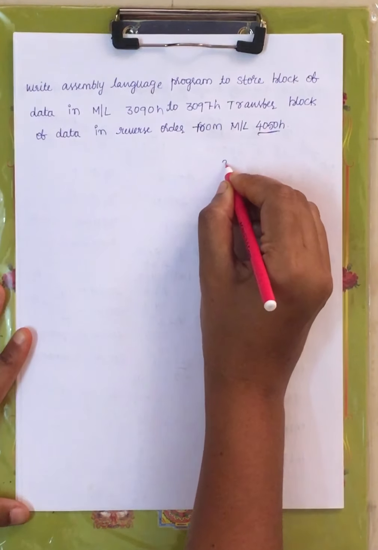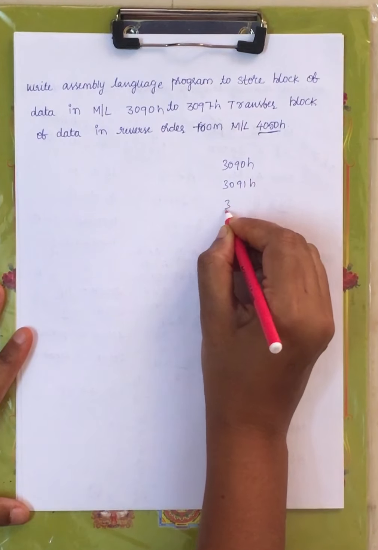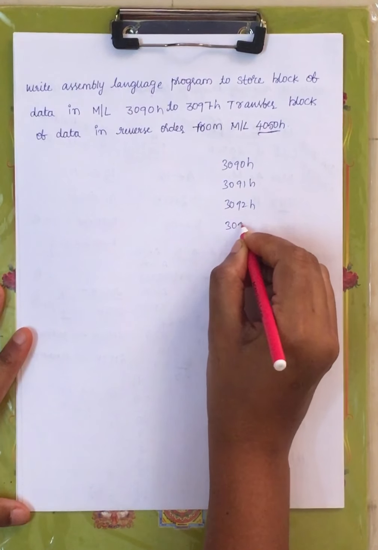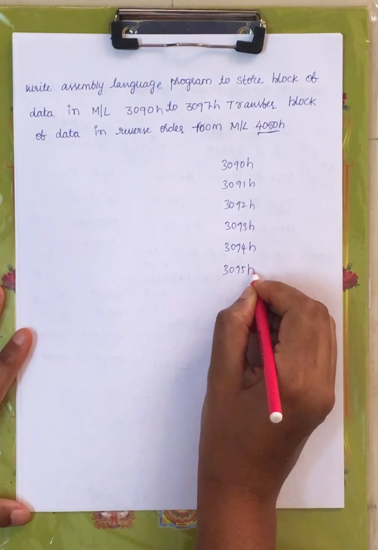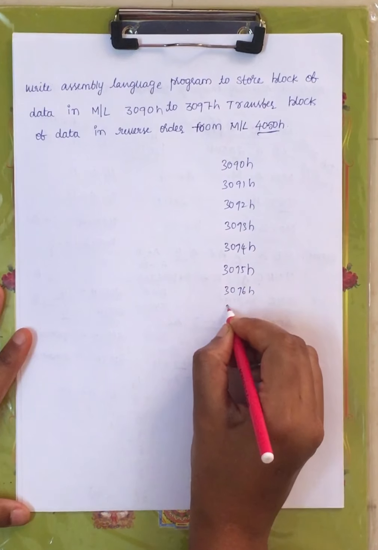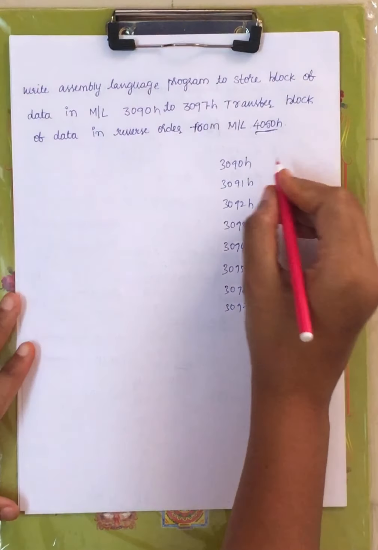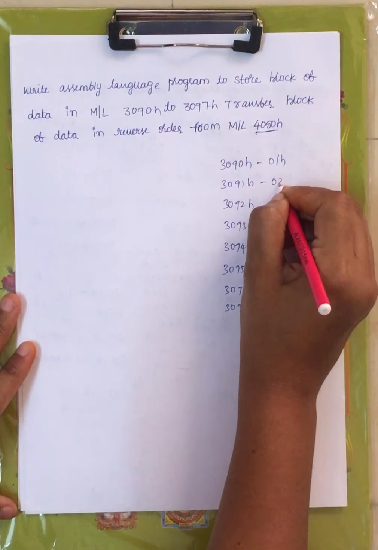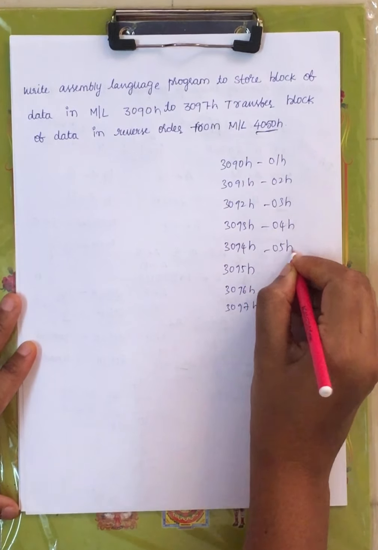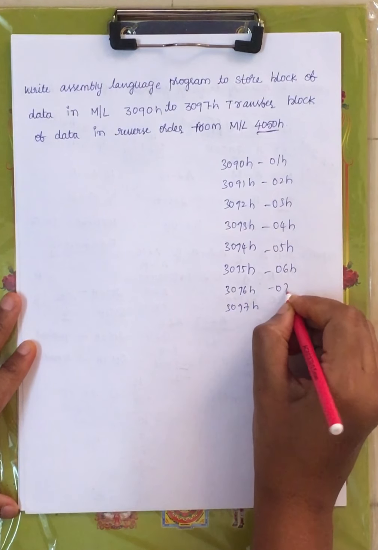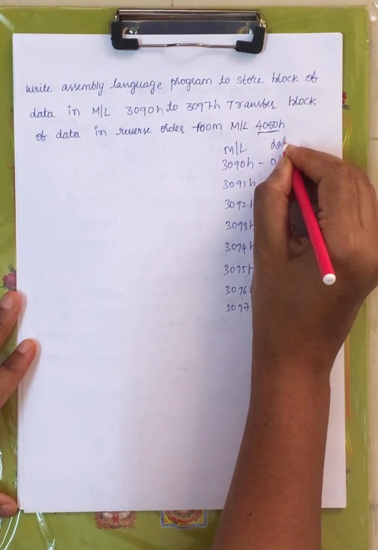Now what is 3090, 3091, H always it includes, right? 3092H, 3093H, 3094H, 3095H, 3096H, 3097H. Now these are the 8 memory locations that are storing data. Let us assume 01H, 02H, 03H, 04H, 05H, 06H, 07H, 08H, right? Now this is the memory location and this is the data, right?